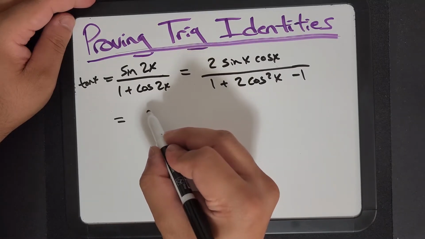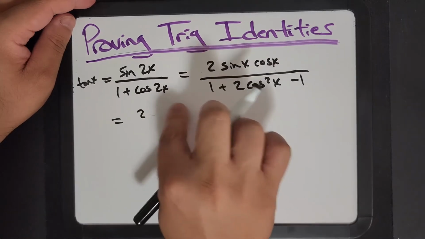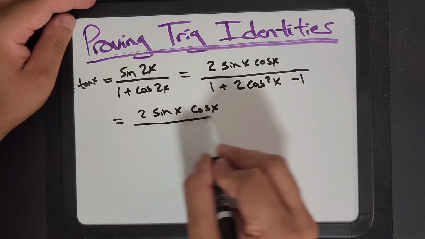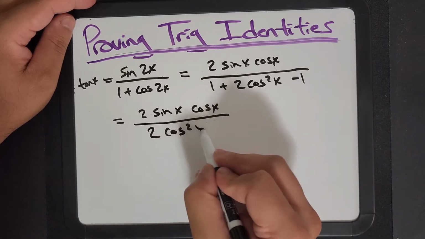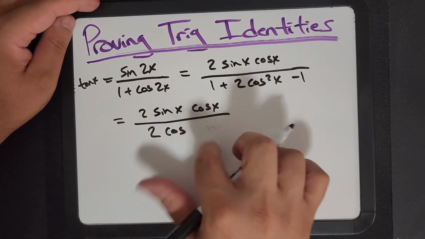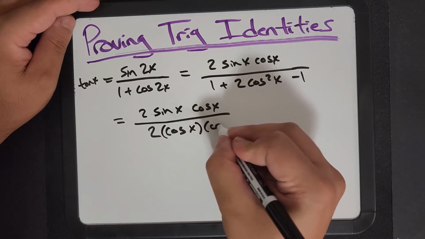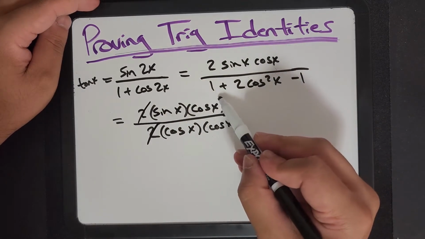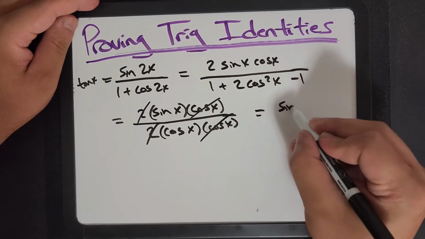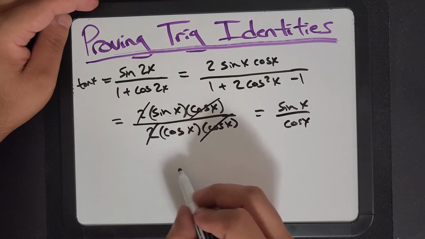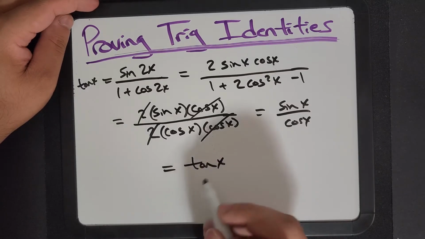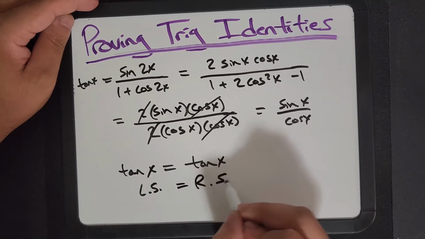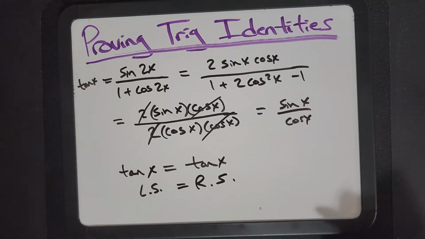So these ones will cancel, and I'll be just left with 2 sine x cos x divided by 2 cos squared x. And cos squared x is the same as writing cos x times cos x. So as you can see, the 2's cancel. One of the cos x cancels, and I'm left with sine x over cos x, which is the same as writing tan x, which is also equal to what I was trying to prove. So left side is equal to right side. So much fun.